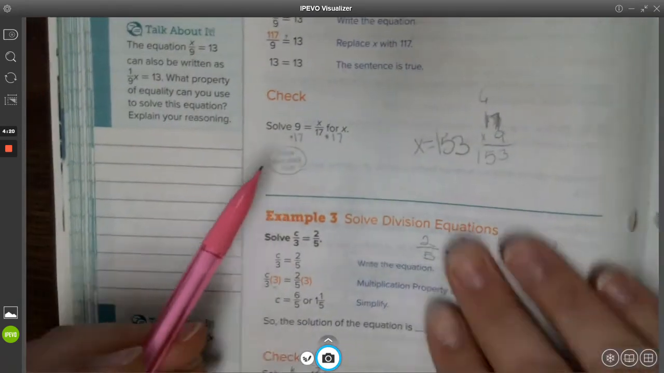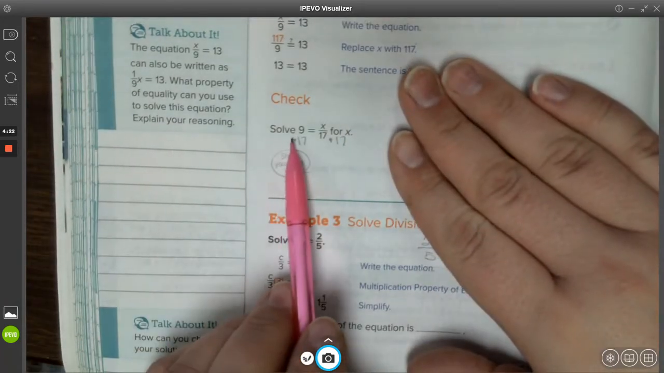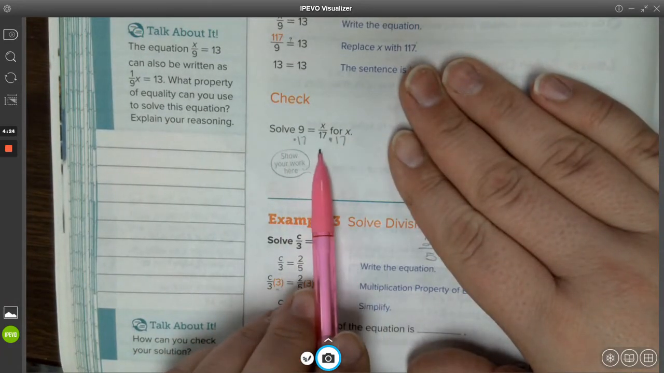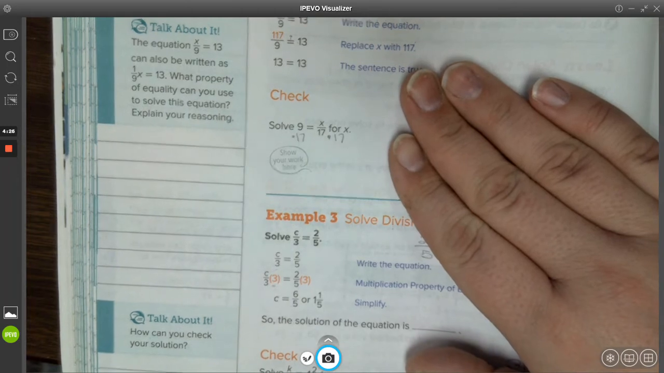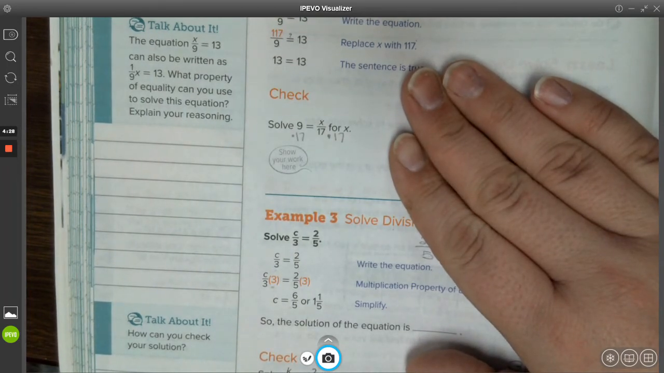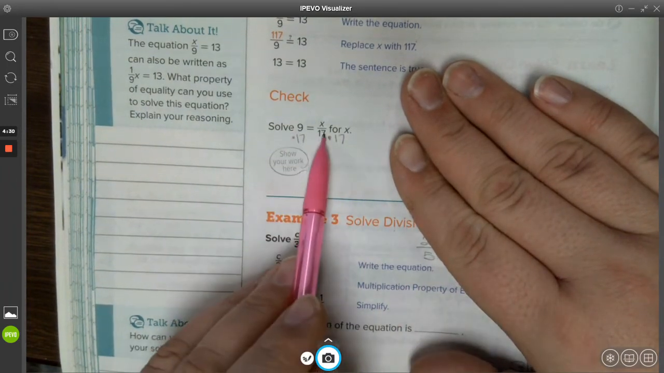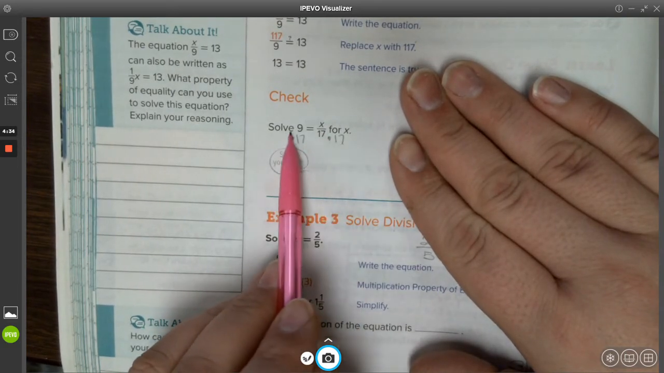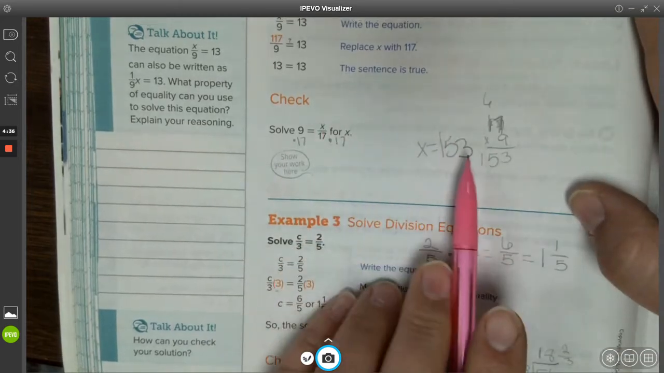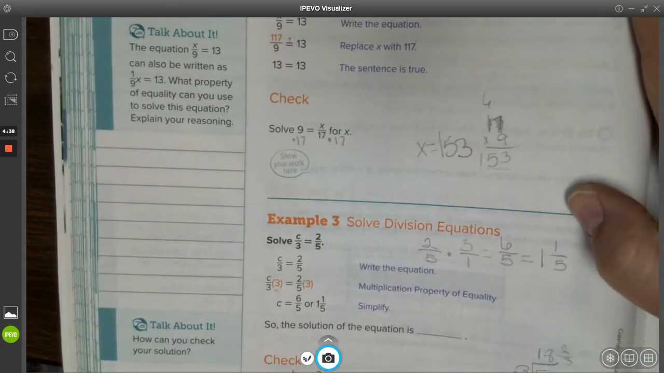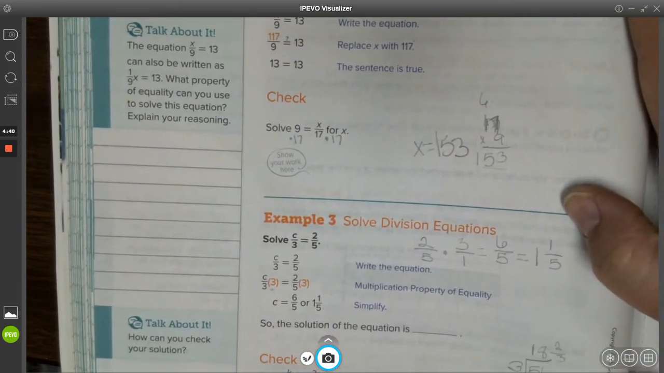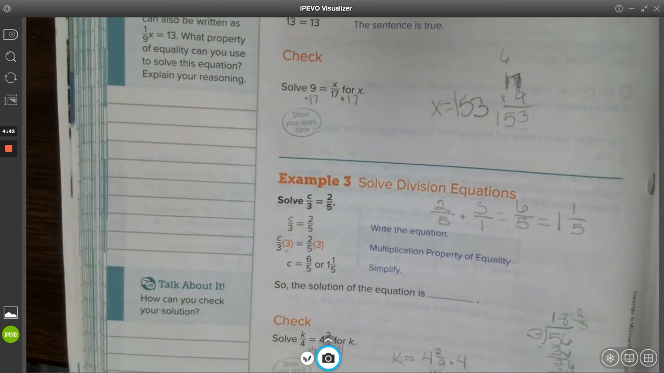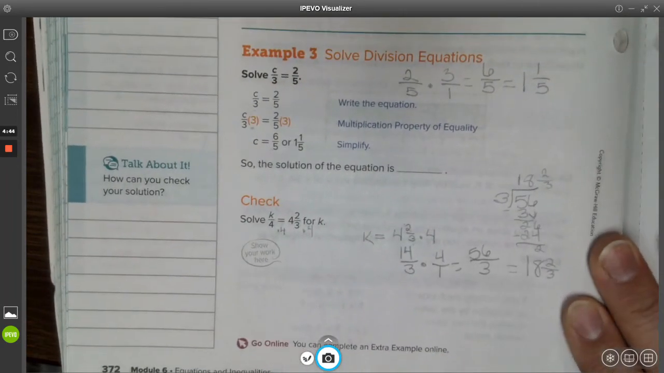Let's try the same thing down here on your check. Go ahead and do the same thing. You can pause here, see if you get the right answer. So remember, we start by multiplying both sides by what we're dividing by, 17 in this case, and we do 9 times 17, which is 153. X equals 153.